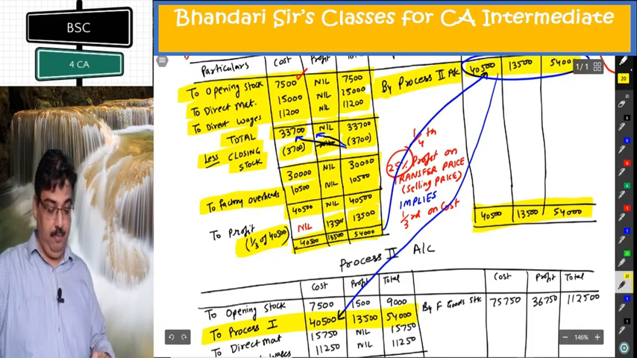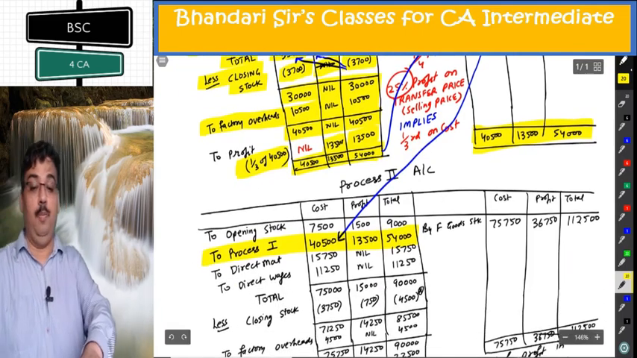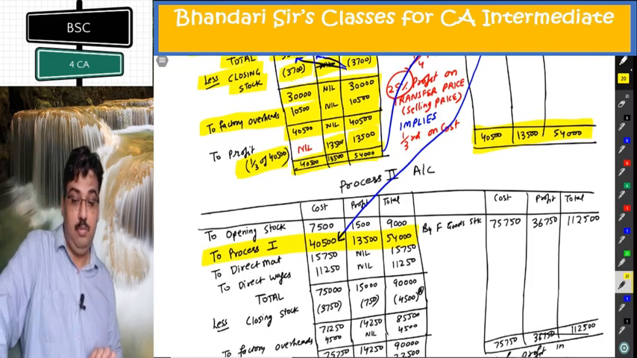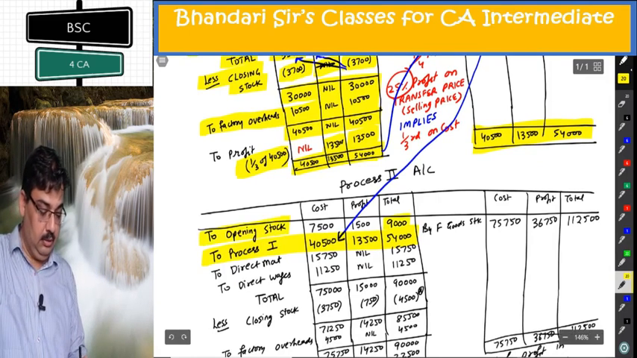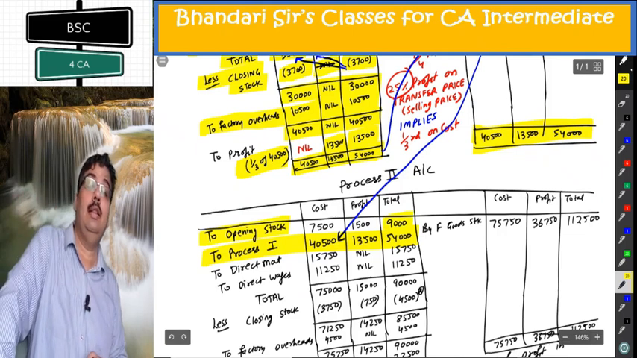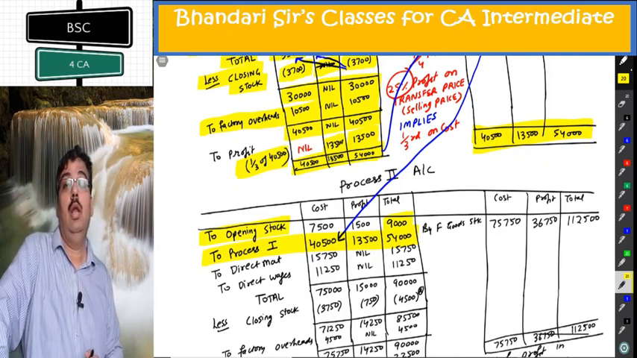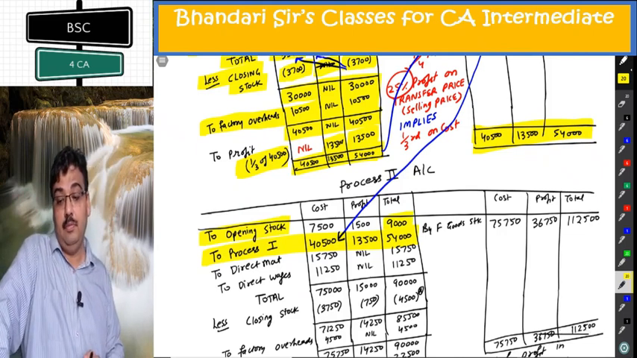This I have got from previous process. Look at opening stock. First item in process 2. To opening stock, 9,000 in total column. How did I know that 9,000 is total column? Last row of the table.